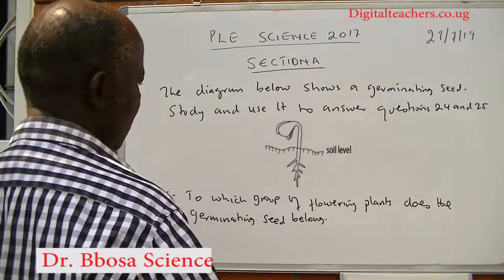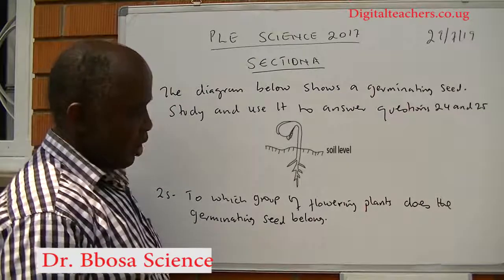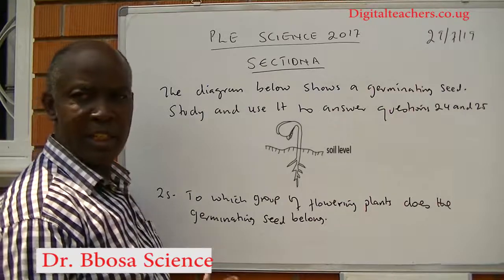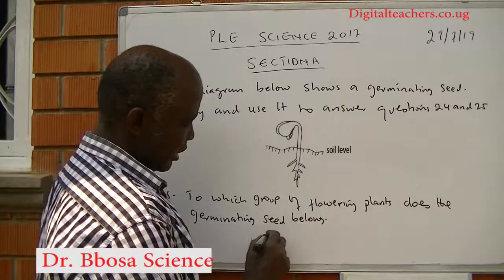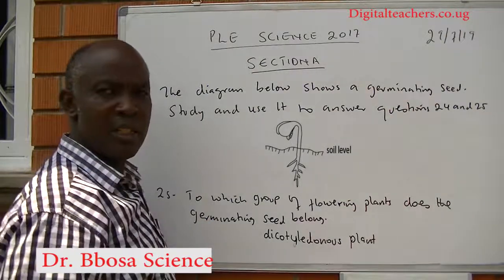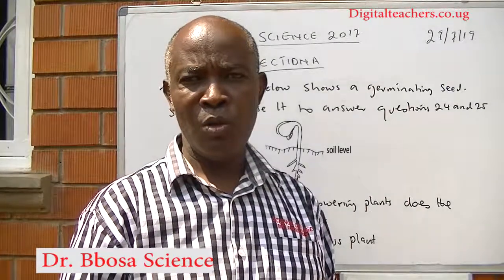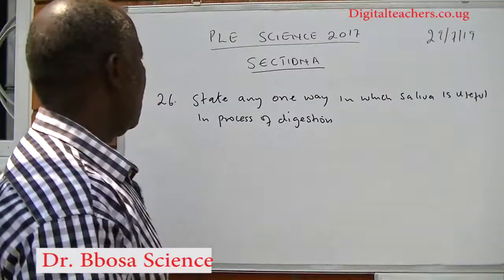Number 25. To which group of flowering plants does the germinating seed belong? That is dicotyledonous plant, because the germinating seed has got two cotyledons.